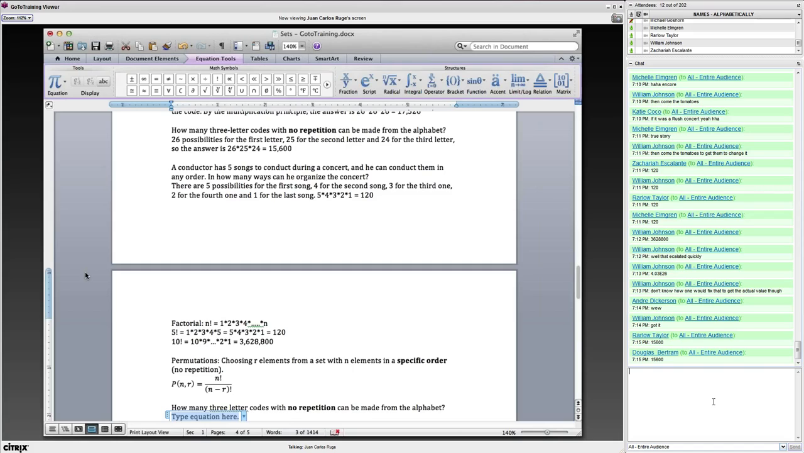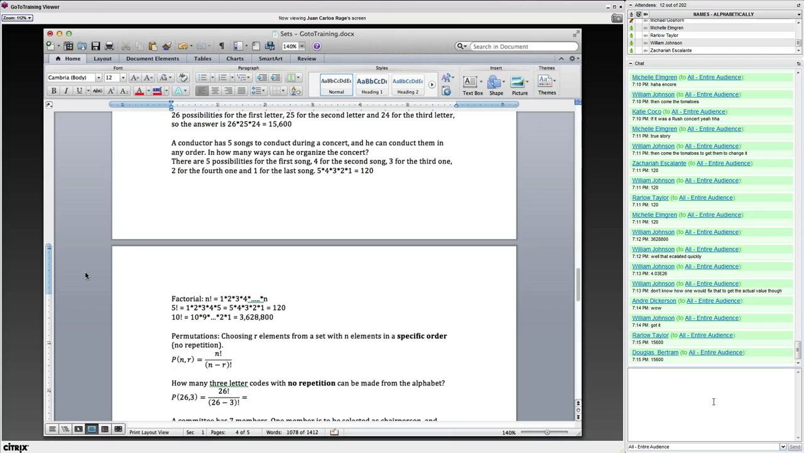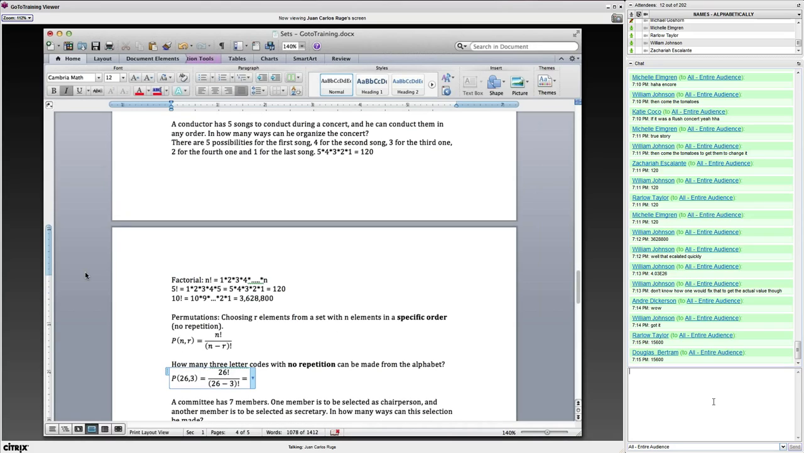However, using the formula, we can get a different approach to the same answer. So here we're going to have 26 elements, and we're going to choose three, right? Then the formula says 26 factorial goes on top. And on the bottom, we have 26 minus 3, and that's going to be factorial. Now, don't forget to simplify first. So this is going to be 26 factorial divided by 23 factorial.